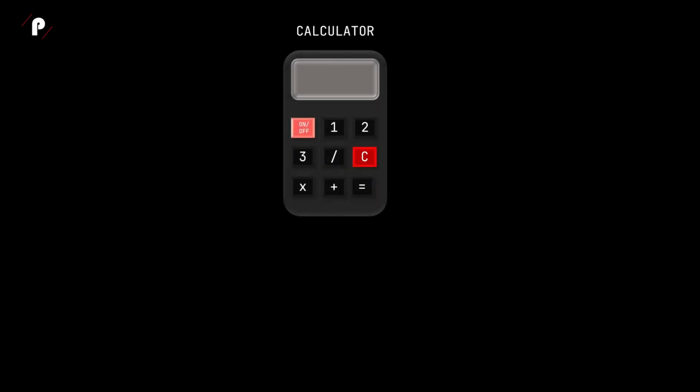To understand the flowchart concept in a better way, let's see an example. We want to represent the basic process of using a calculator. The first step that we should take is to turn on the calculator, because we can't execute operations without the system starting.